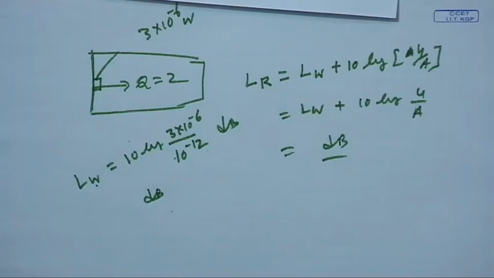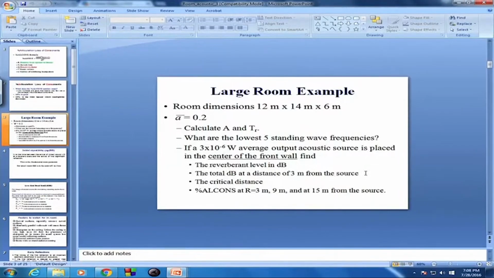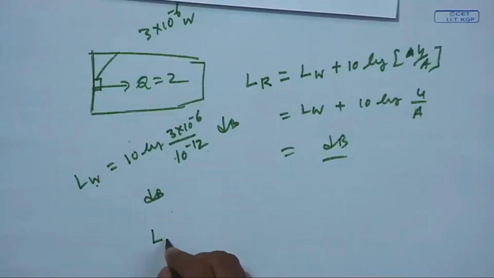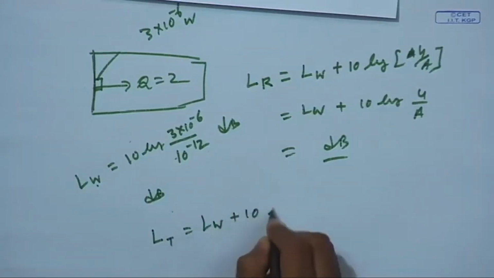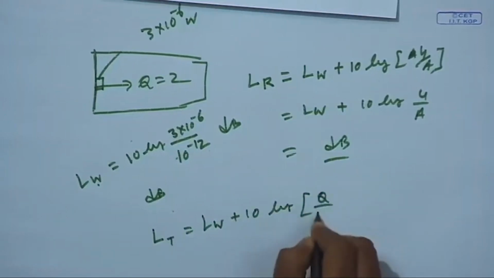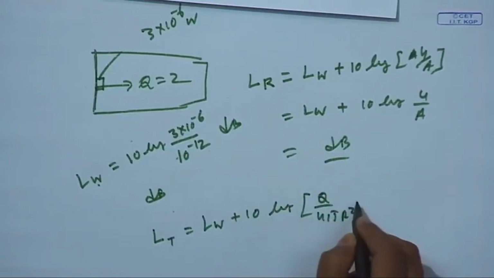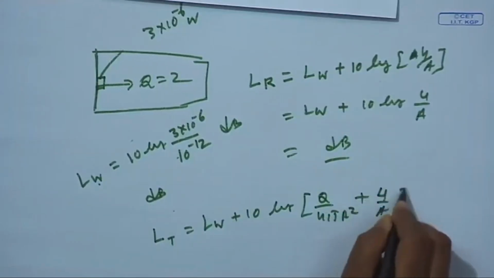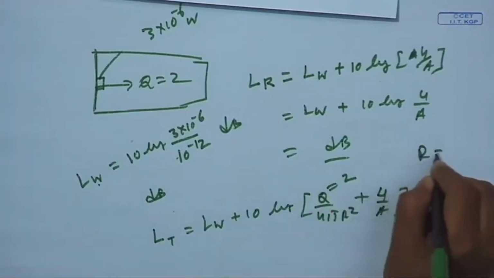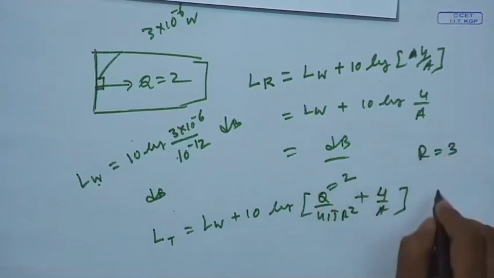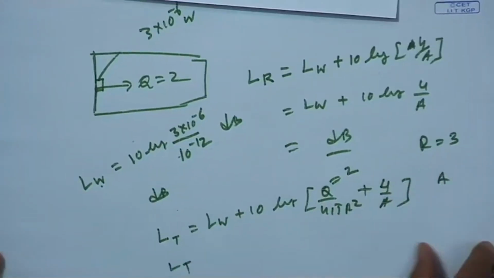Then I said find the total dB at a distance of 3 meters from the source. At 3 meters from the source, the total level LT is nothing but the direct sound power plus the reverberation power. So it is LW plus 10 log of Q by 4 pi R square, R is the distance, plus 4 by A, that is the formula. I know Q is equal to 2, R is equal to 3, and I know A. So I can find LT also.